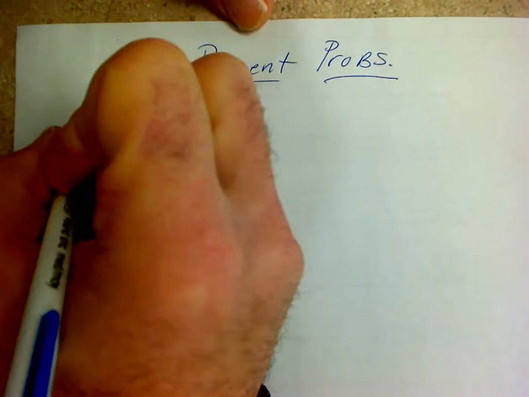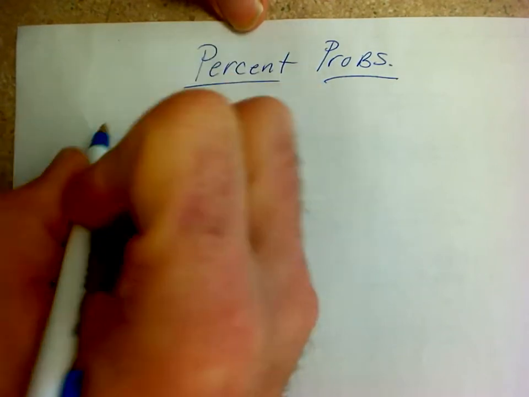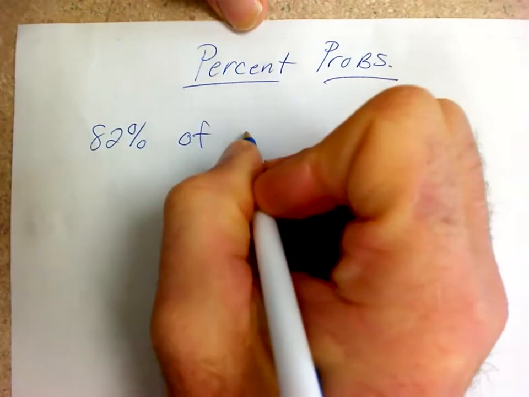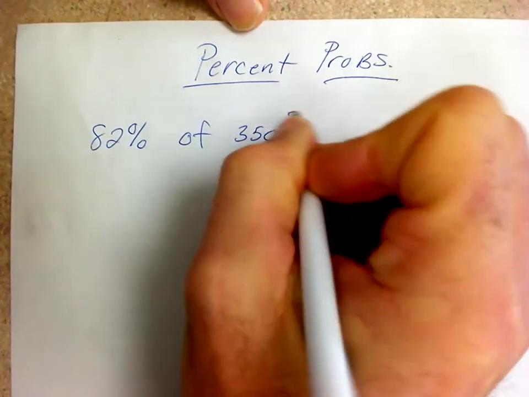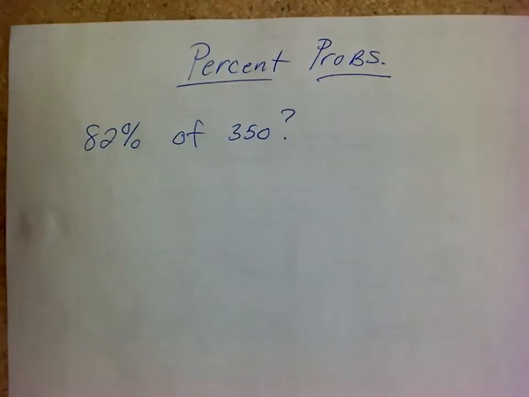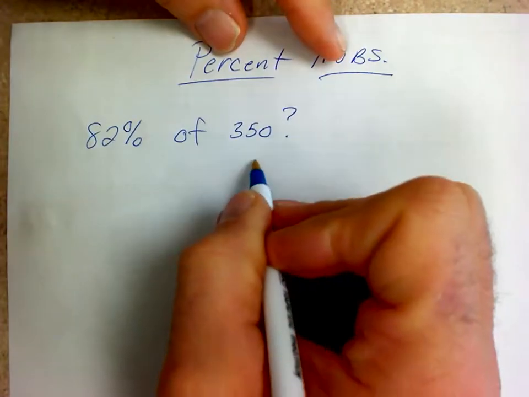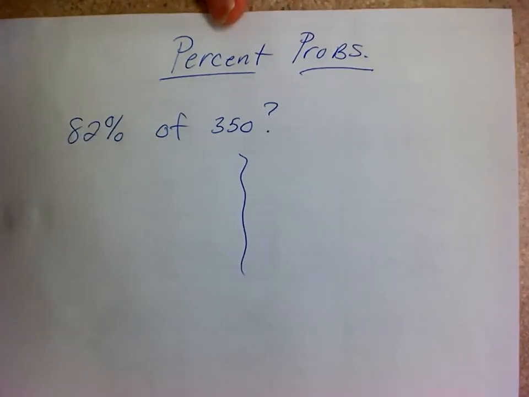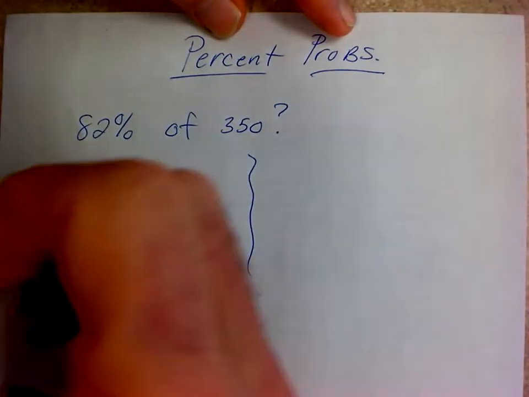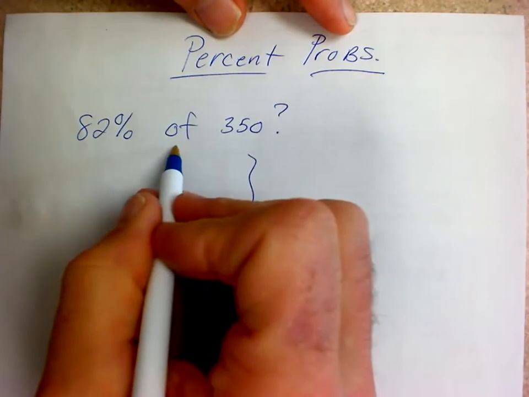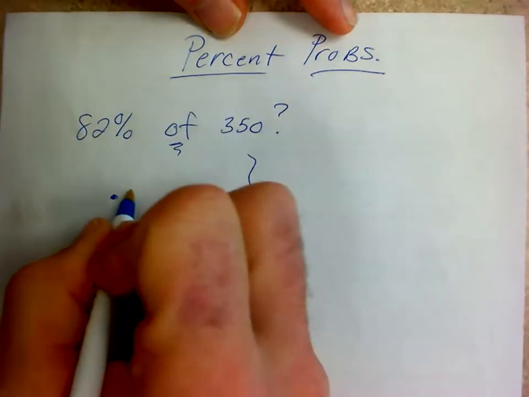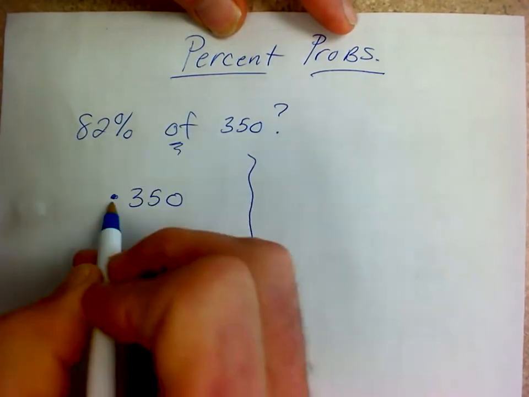Okay, so for example, we might ask you, what is 82% of 350? All right, 82% of 350. Actually, we've got a couple different ways we could tackle this problem. Number one, we can recognize that the little word "of" means to multiply. So we can translate that to times.